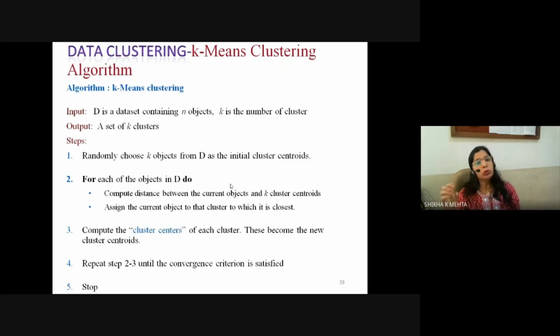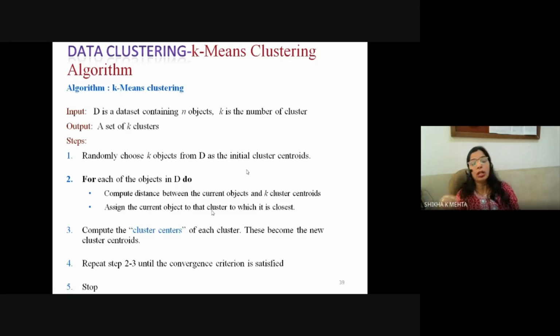So what do we do to begin with in this particular algorithm? The input is the data set D that has n objects, and k is the number of clusters, and the output is the set of clusters. We randomly choose k objects from D as the initial cluster centroids. After that, for each of the objects in D, we compute the distance between the current object and the k cluster centroids, and then assign the current object to the cluster which is the closest.